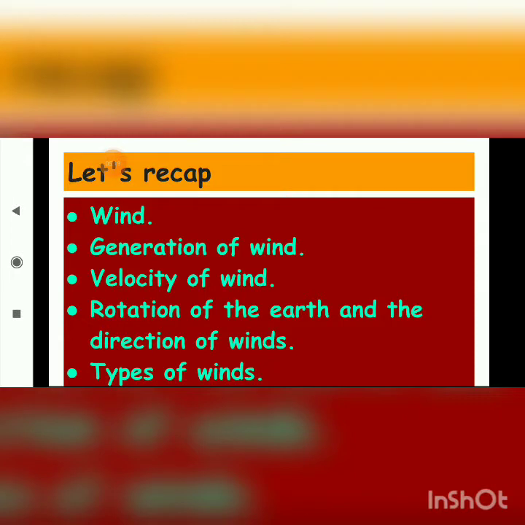Okay students, winds blowing from the polar high pressure belt to the subpolar low pressure belt, that is 55 degree to 65 degree, are called polar winds, and they blow from east to west. So we have completed our planetary winds, in which we covered easterlies, westerlies and polar winds.